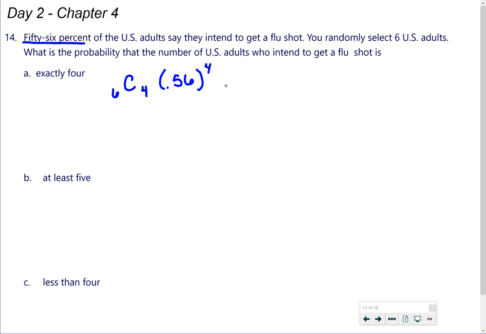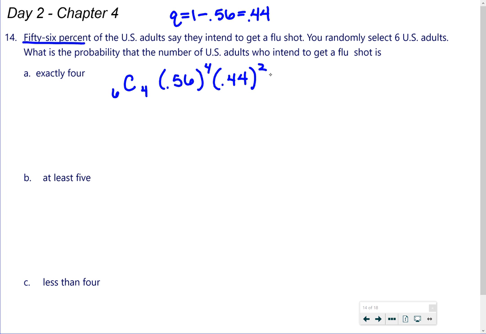And then we multiply by what else? 0.44. It's our Q. That's our probability of failure. So to get that Q, you can always do 1 minus the 0.56. It's the complement. And 0.44 is going to be taken to what power in this example? It's going to be taken to the 2nd. So we have 4 successes. That's why we're doing 0.56 to the 4th, and 2 failures, 0.44 squared.